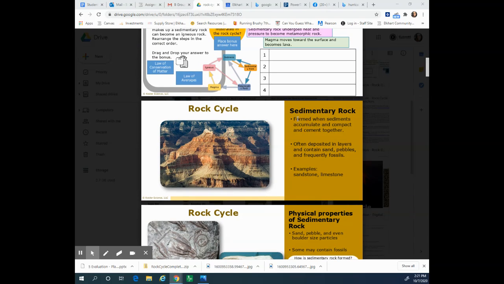Sedimentary rock is formed when sediments accumulate and compact and cement together. They're often deposited in layers and contain sand, pebbles, and frequently fossils. Examples are sandstone and limestone. Something that you'll see a lot of is canyons, such as the Grand Canyon. The Grand Canyon in Arizona is made out of sedimentary rock.